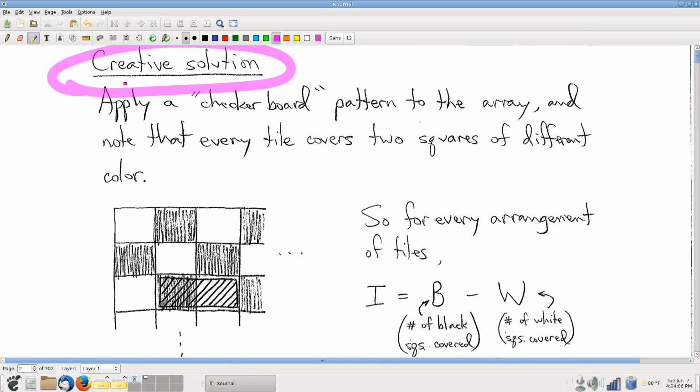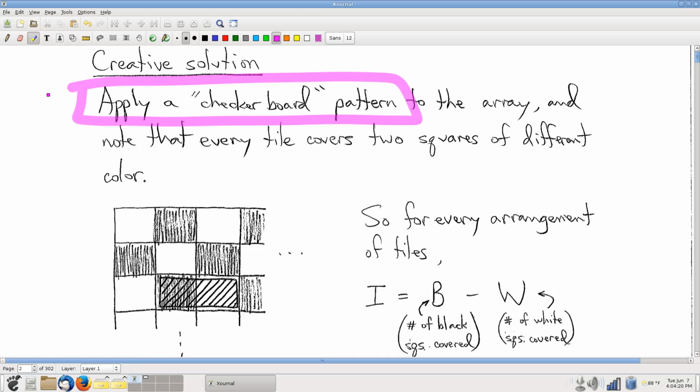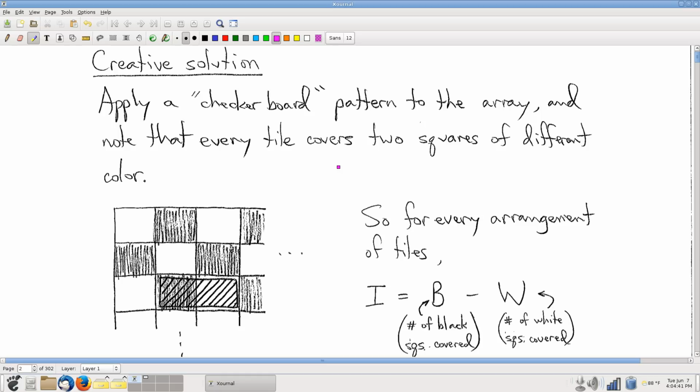So here's a clever solution. I like to call this a creative solution. I'll come back to that in a moment. And you remember we referred to this array as a checkerboard. You can think of it as dominoes covering a checkerboard. Well, let's now deliberately think of it as a checkerboard. Let's apply a checkerboard pattern and color in with black and white. Let's color in every other diagonally connected square in this way. Standard checkerboard pattern. Okay. And notice that every tile, however you place it down, is going to cover not only two squares, but specifically it's going to cover one black square and one white square. Always.